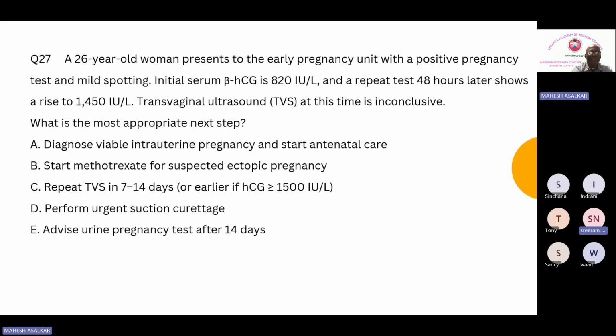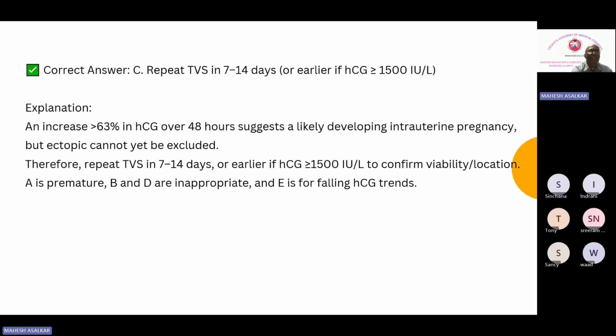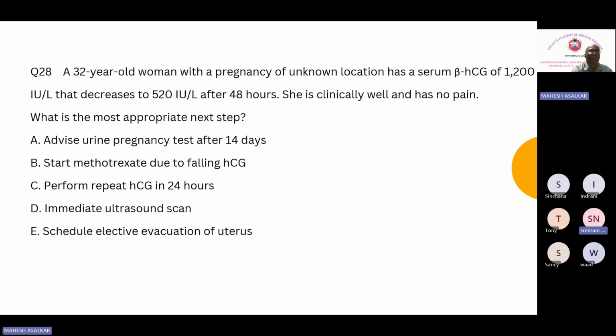So that is the particular concern. They want you to know whether TVS is to be repeated after 7 days or not. So these are the things they are expecting. An increase of more than 63% over 48 hours suggests likely to be developing an intrauterine pregnancy. Okay, so these are the concepts, you just apply them and then see which is the best choice. Okay, A, continue.